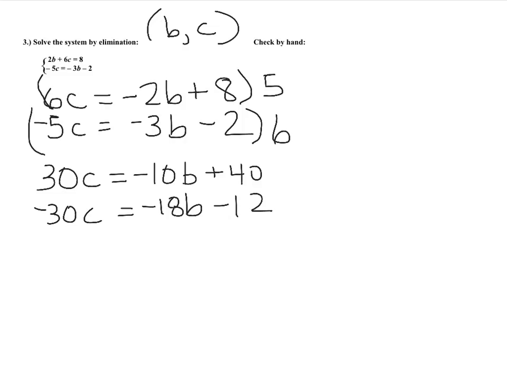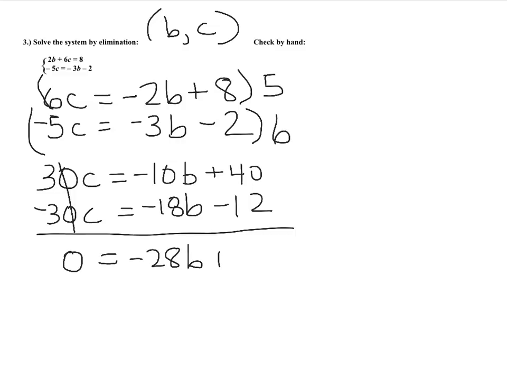And so now I'm going to add my equations together. 30c and negative 30c, that cancels out. But you know what? There's nothing else with it, so I have to write the 0. Because now I'm going to have 0 equals, well, negative 10b minus 18b is negative 28b. And 40 minus 12 is 28, so I get plus 28. So now I have just a b, so I'm going to solve for b. So to get b alone, I'm going to subtract 28 from both sides.